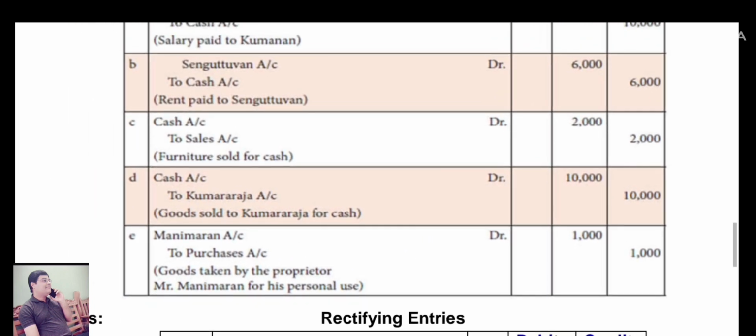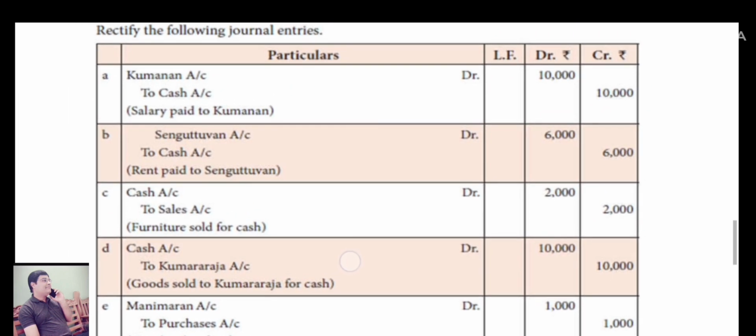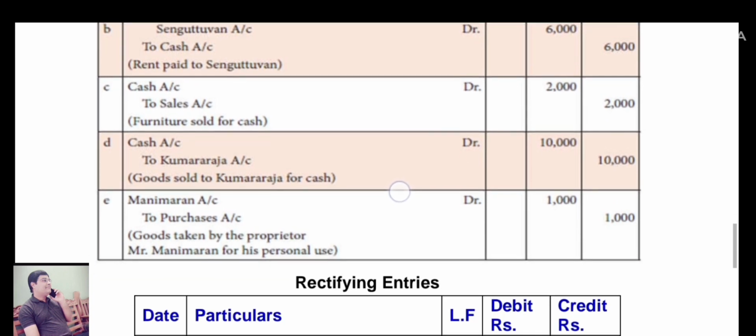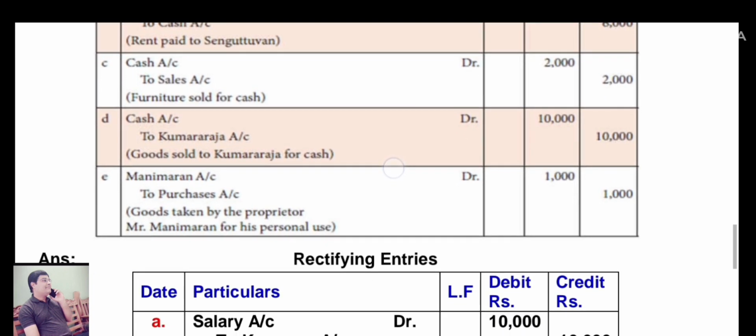So if it is wrongly written in the debit side, we have to write in the credit side, the simplest thing, the opposite side. Next one, cash account debit to sales account. What have we done? Furniture sold for cash. When we sold furniture, what comes in? Cash comes in. Because it is an asset, furniture account should be created.